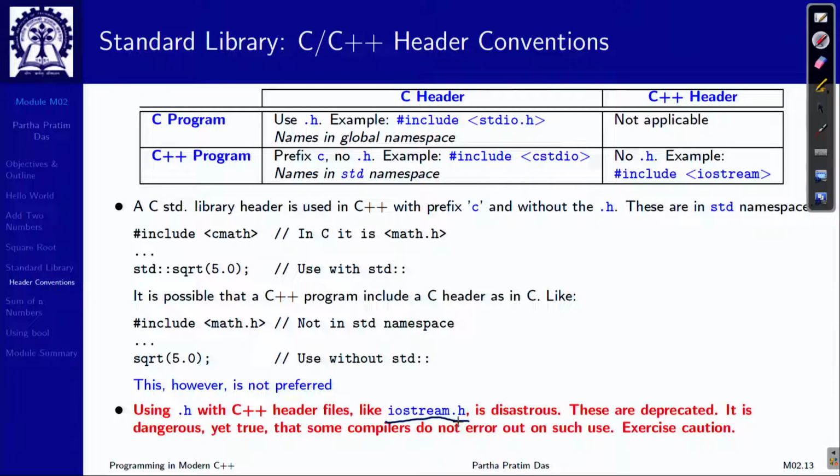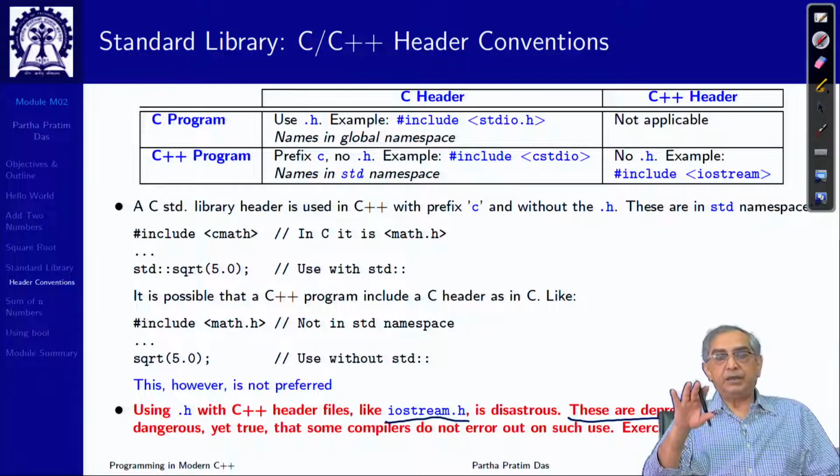This C++ standard library with .h extension used to be there much earlier. These are now deprecated and completely out of use. So, it may be very dangerous if you happen to use them, and if your system or your compiler is old enough so that it still has some copies of iostream.h or say vector.h and so on. Right? So, always remember that when you are using the C++ standard library, never use .h. Right?